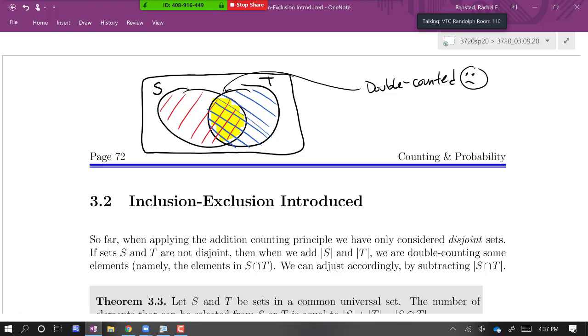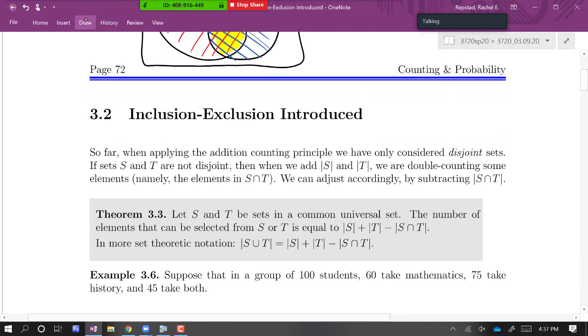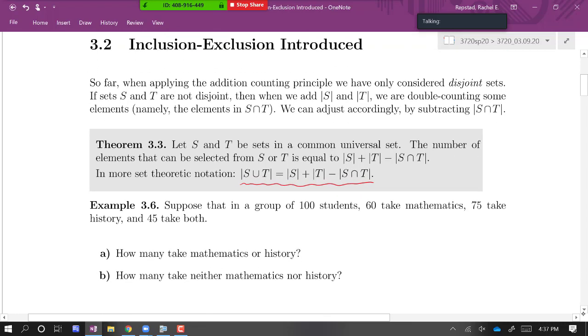If I know my two sets can overlap, then when I want to find the size of the union, I'm going to take the size of S, add the size of T. I double counted the intersection, so I'm just going to subtract it off, and that's what we have here in theorem 3.3. That addition counting principle in the last section is just a special case of this rule right here. If they're pairwise disjoint, then the size of the intersection is 0. So it just reduces to that special case.